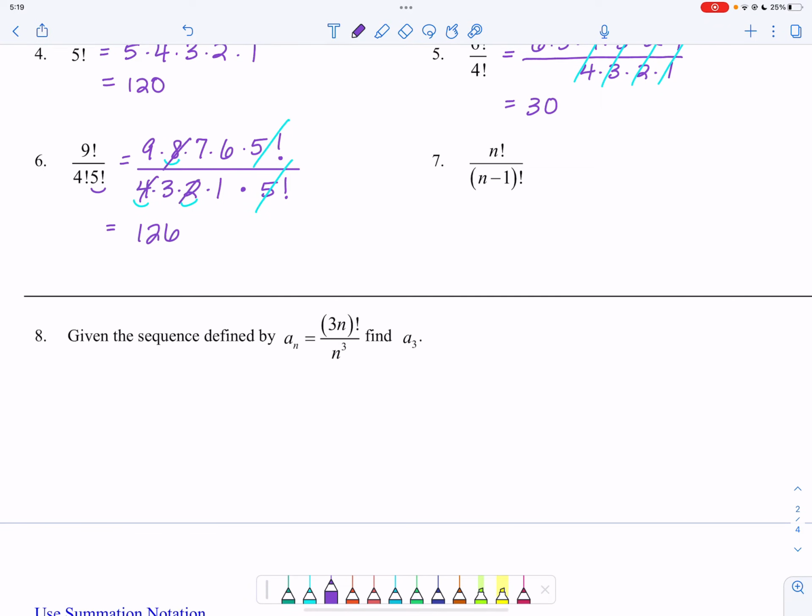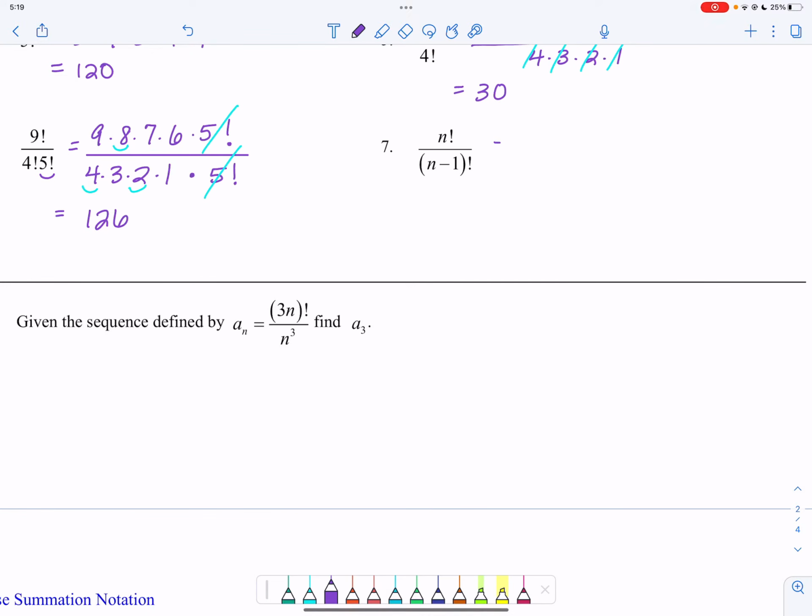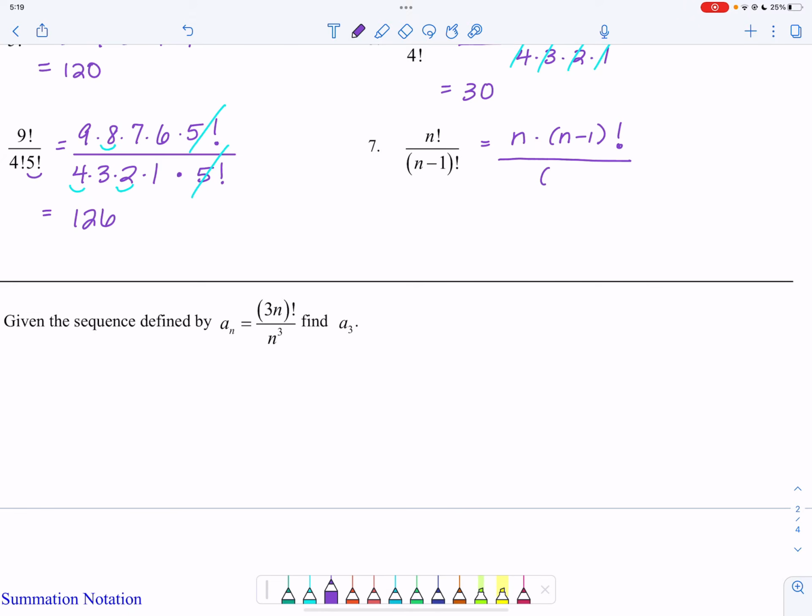But you could actually start canceling, 6 divided by 3 is a 2. You could start doing things like that. Or I would just use your calculator. Okay, number 7, we come up with n factorial is n multiplied by n minus 1 factorial, divided by n minus 1 factorial. So what you notice here is that n factorial divided by n minus 1 factorial is just n.